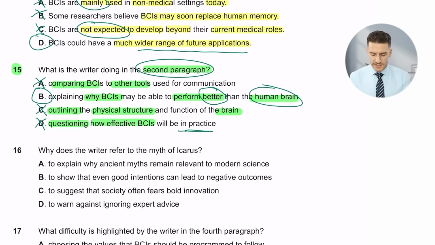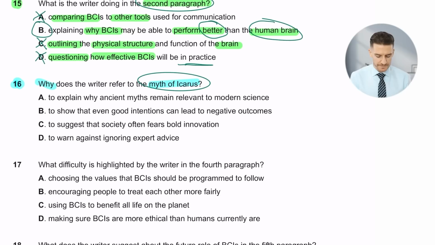So let's move on to the next question now, 16. Why does the writer refer to the myth of Icarus? So again, whenever you get something like this, it's fantastic because you can't paraphrase it. Icarus is a name, so it's going to be probably impossible to paraphrase it. So it should be very easy to find in the text itself.